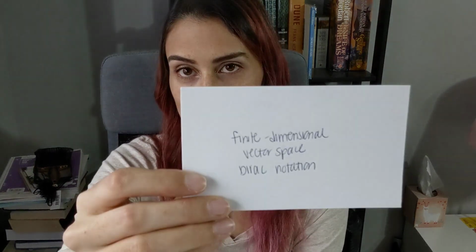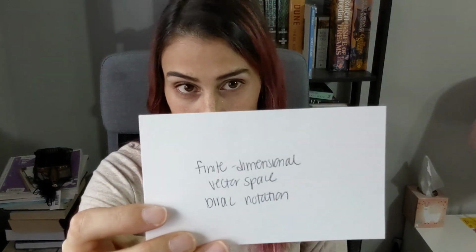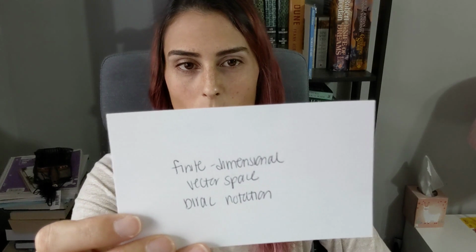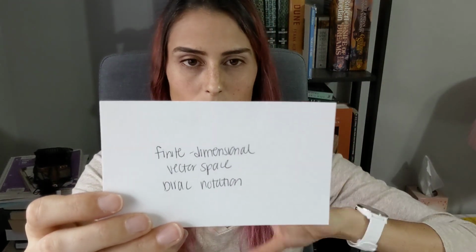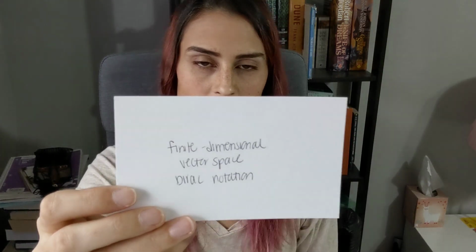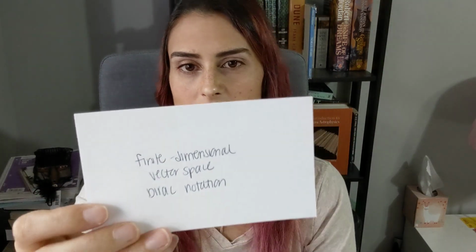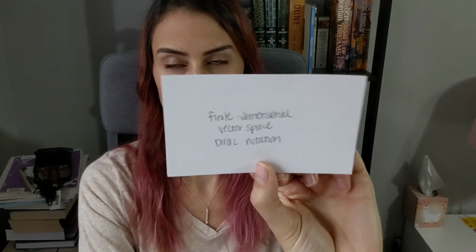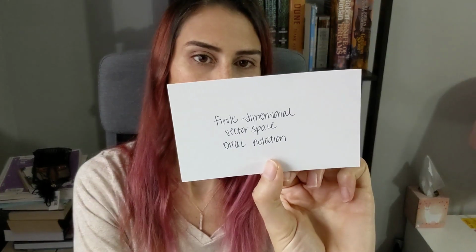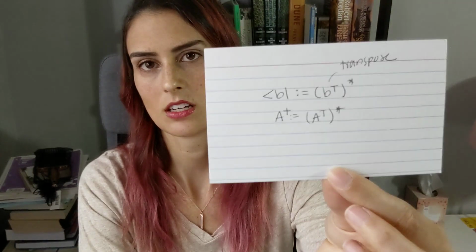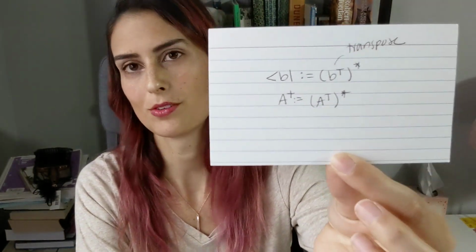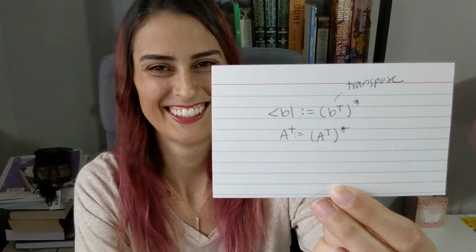For a finite dimensional vector space, Dirac notation: a bra, which is a kind of left angle bracket, and then your vector, is defined as the complex conjugate of the transpose of your ket. And a ket is also equal to the complex conjugate of the transpose of the bra.